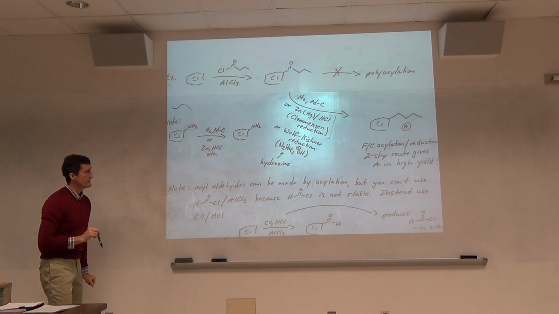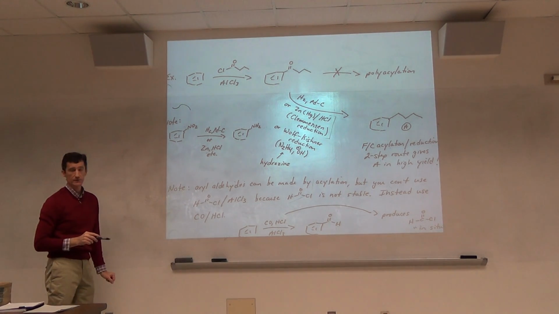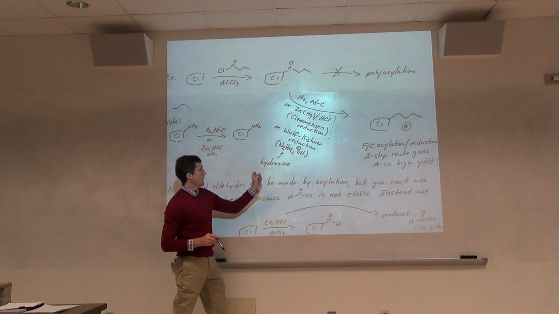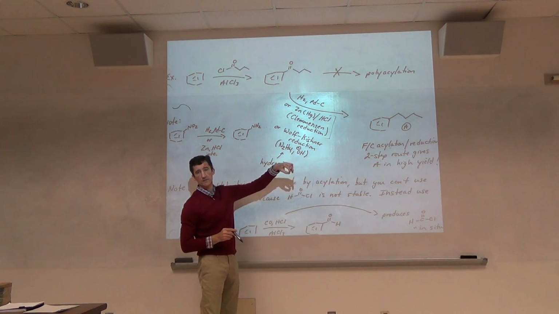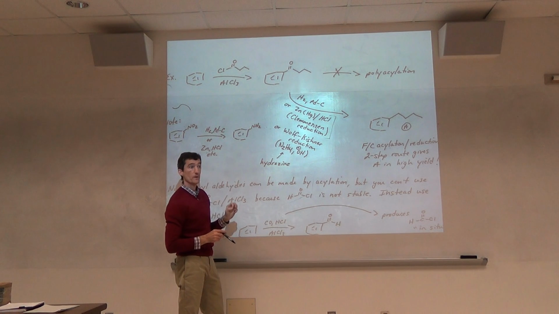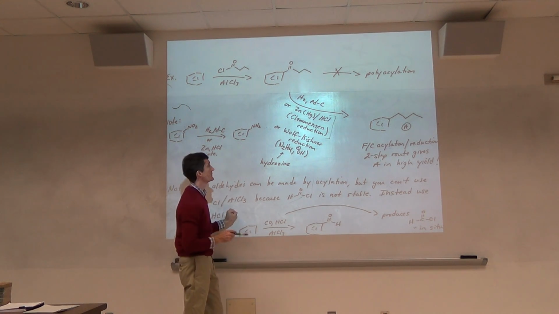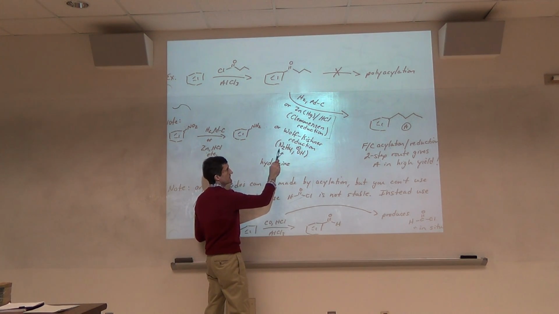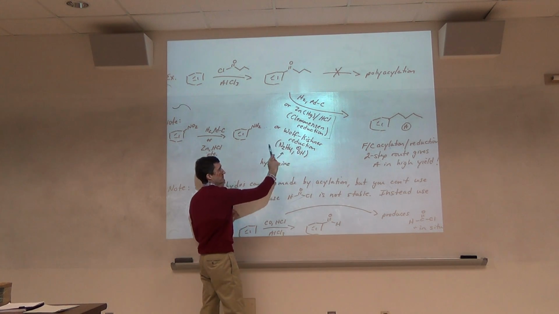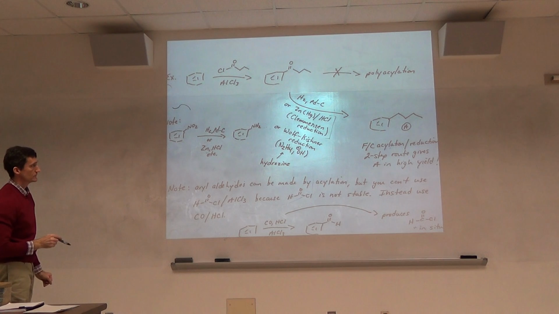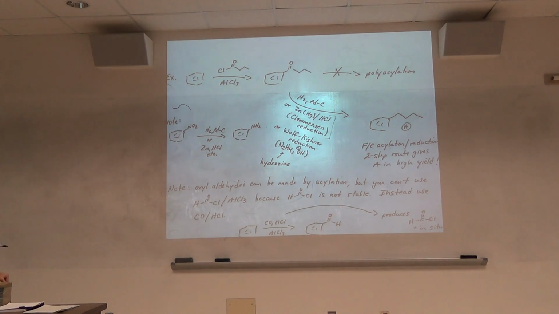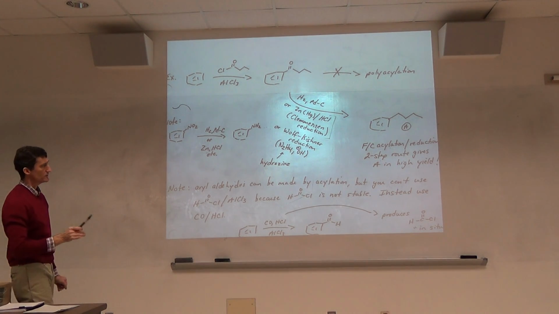The third way is the Wolff-Kishner reduction. We will not look at this mechanism now, but we will look at it during test 4, when we look at carbonyl chemistry. This uses hydrazine and hydroxide. It's a very classical mechanism. It's very unique, interesting. When you see it, it'll look straightforward and you'll say, wow, that's interesting.